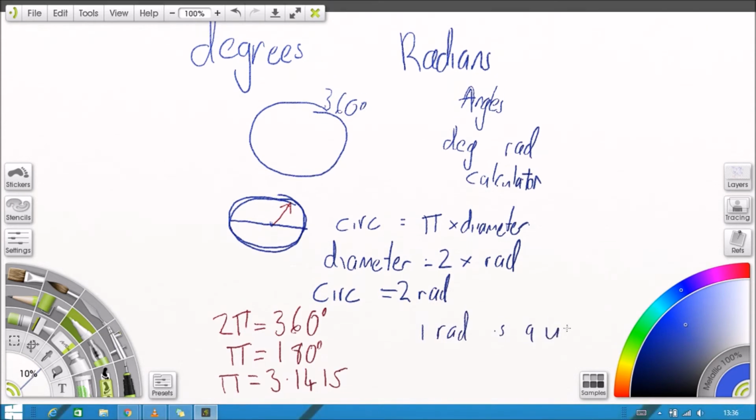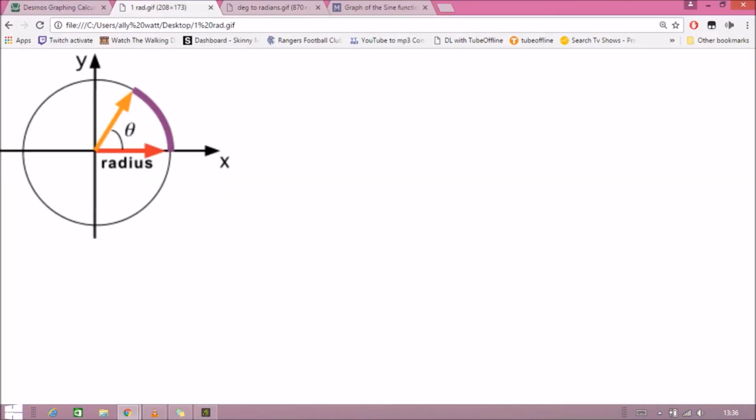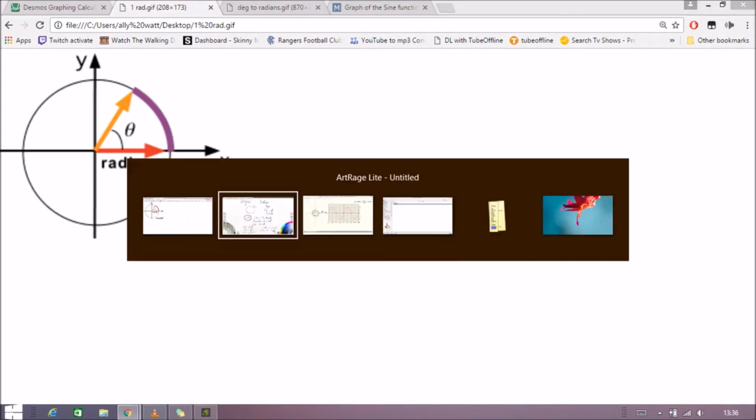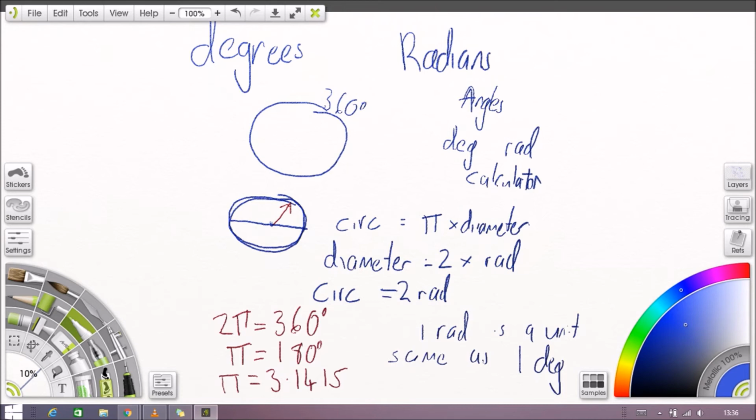Anyway, so 1 radian is a unit of angles, same as degrees. Right, so here you can see a radian is, if you took the radius and you took that distance and you looped it around the side of the circle, the angle you've turned is equal to 1 radian. So it's 1 radius as a trip around the side of the circle there.